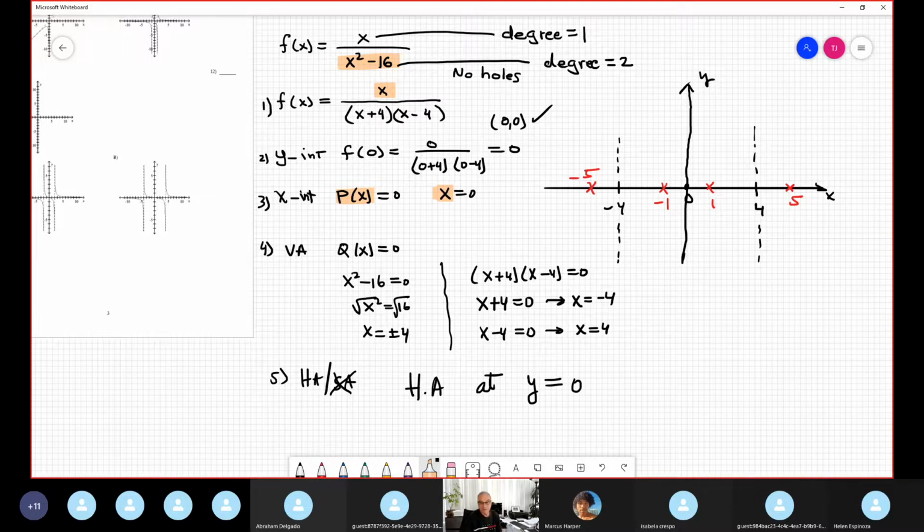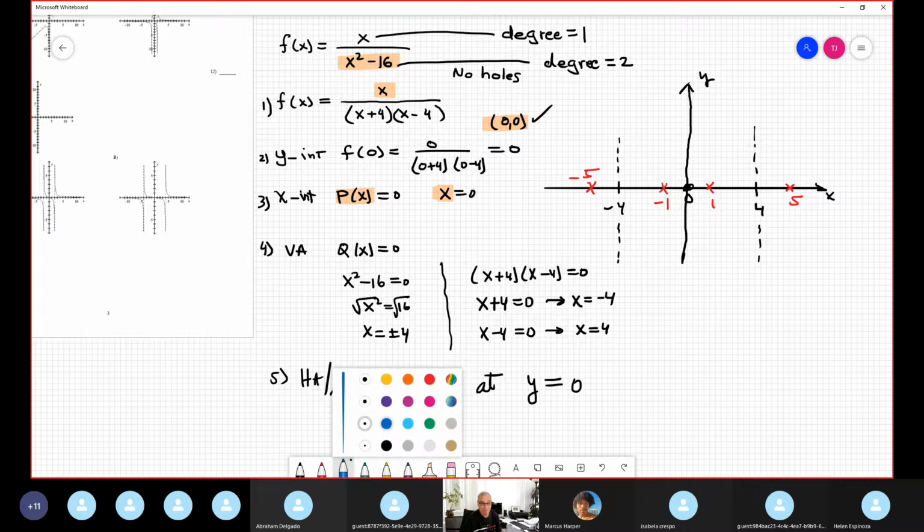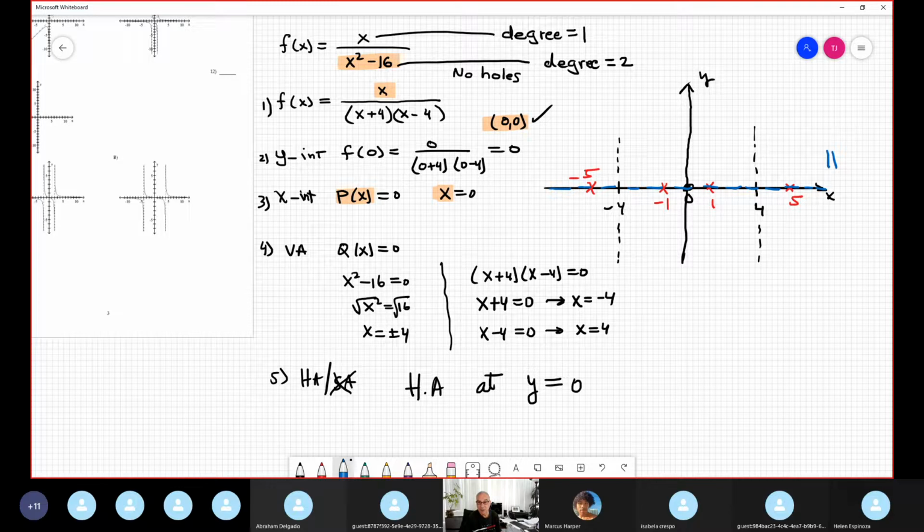And by the way, this famous point, 0,0, is the Y-intercept, is the X-intercept, and also is the famous point in which the curve crosses the horizontal asymptote. This is the horizontal asymptote at y equals 0. And this is the vertical asymptote.